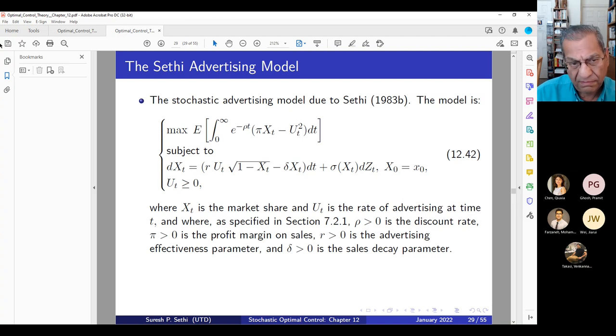One of my co-authors wrote a book and also did his thesis on this kind of problems with state constraints. That's Mete Soner at Brown University. He's now a professor at Princeton. And I wrote some papers with him on problems with state constraints. But that's not our problem right now. So I want to keep this between 0 and 1.